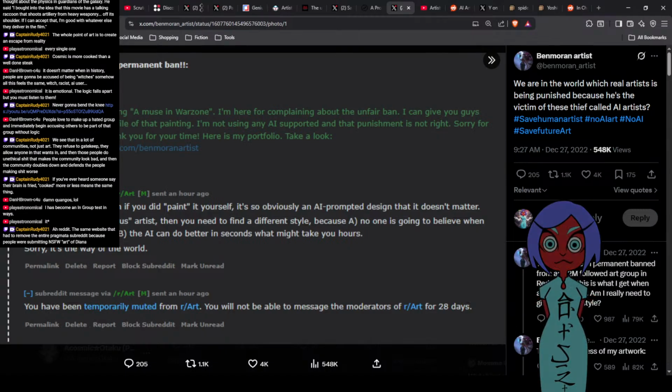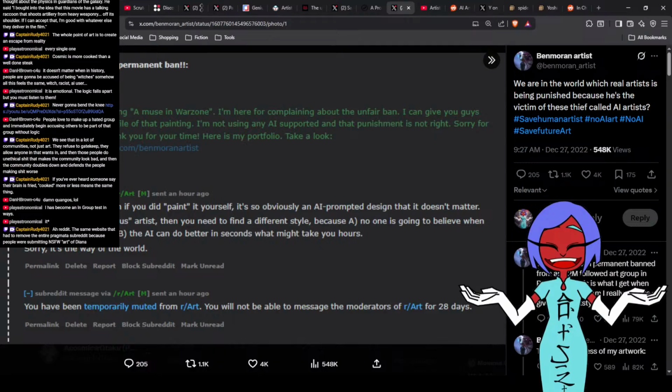And then the moderator said, "I don't believe you. Even if you did paint it yourself, and paint is in quotation marks, it's so obviously an AI-prompted design that it doesn't matter. If you really are a serious, quote-unquote, artist, then you need to find a different style because A, no one is going to believe when you say it's not AI," so here we have style policing, "and B, the AI can do better in seconds what might take you hours." Fucking cunt move, right? Sorry. "Is the way of the world." And then immediately: "You have been temporarily muted from r/art, so you will not be able to message the moderators of r/art for 28 days."